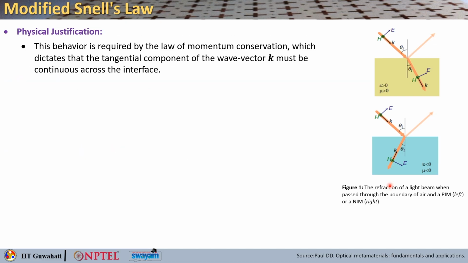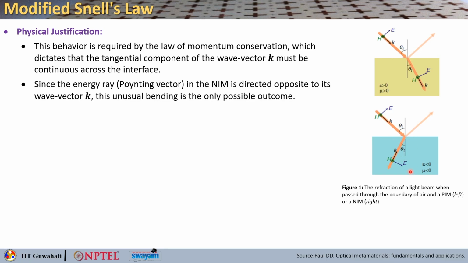So, what is the physical justification of this kind of behavior? This behavior is required by the law of momentum conservation, which dictates that the tangential component of the wave vector must be continuous across the interface. If you do that at the interface between a normal and a negative index material, you will see that k has to be in this particular direction to satisfy this condition.